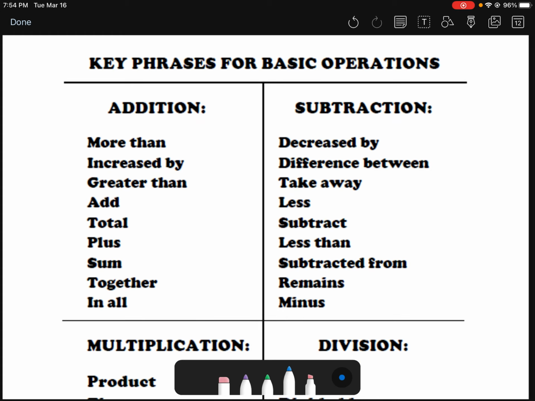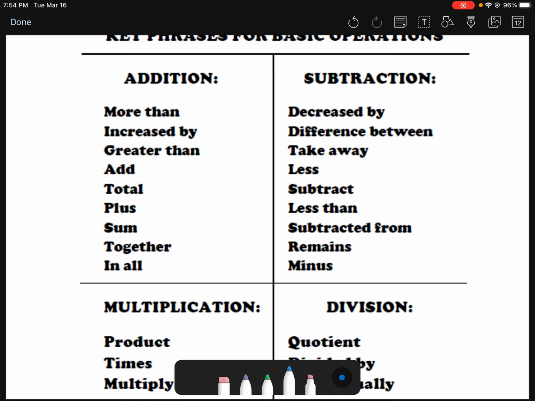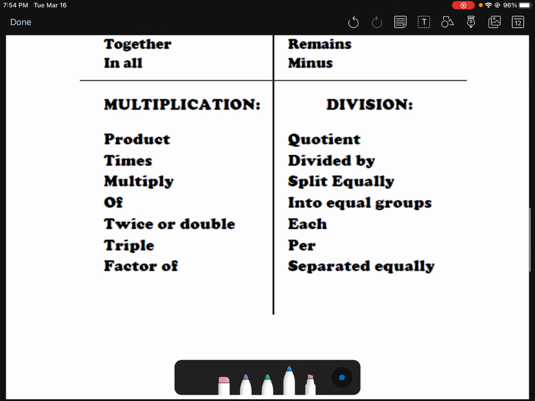All right. In marking period 1, we made some keywords. This time, I've given you all these words. So, I'm recommending that you at least write them down so you know what they are. Don't forget multiplication and division.